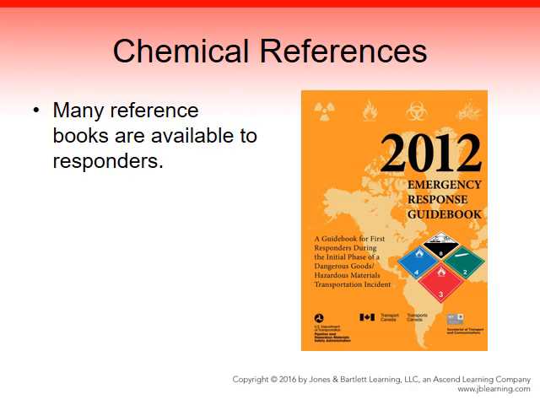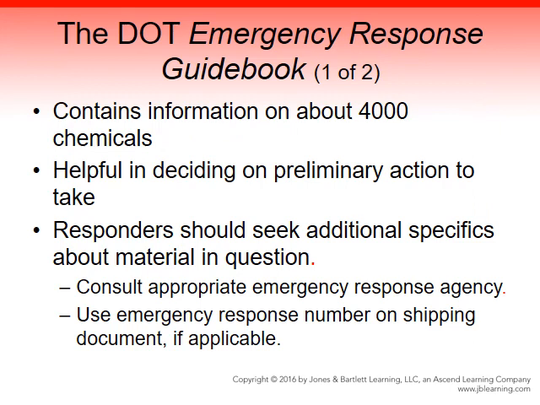There are many reference books available to responders to use in hazardous material incidents. The main one that is used is the DOT Emergency Response Guidebook, often called the ERG. It contains information on about 4,000 chemicals. It is helpful in deciding on preliminary actions to take. Responders should seek additional specifics about materials in question. They should also consult appropriate emergency response agencies. Use emergency response numbers on shipping documents if applicable.